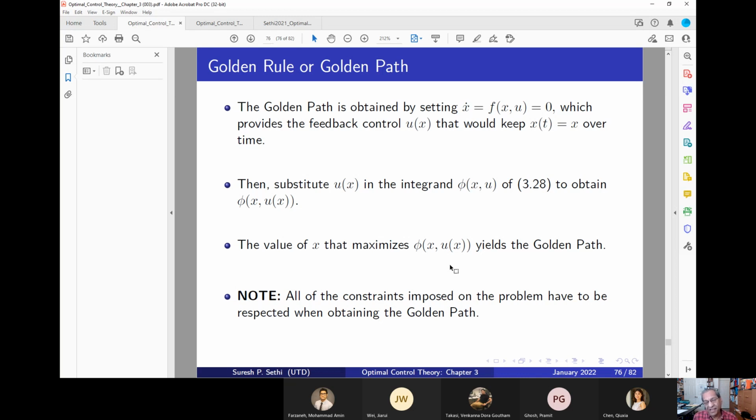So here's a thing. Suppose you wanted to find out what optimal initial value you would want. So you say, oh God, give me an initial x. And obviously, you wouldn't want God to give you anything other than the golden path initial value of x.